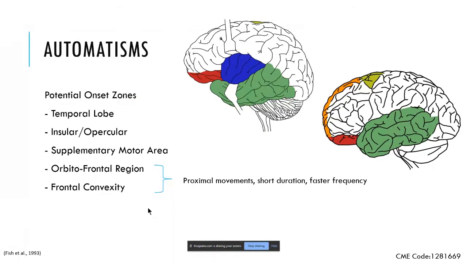As far as other lateralizing signs in automatisms go, preservation of awareness, as we said previously, is a strong indicator of non-dominant mesial temporal lobe onset. But if awareness is not preserved, suspicion would be more towards the dominant side.